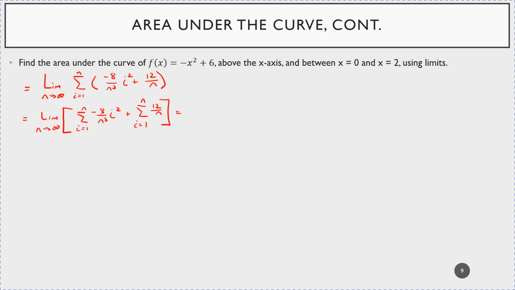This is where it gets confusing. The summation only works with things with i, so that's the only thing you need to increment. So this negative 8 over n cubed is just a constant, right? So this is the limit as n goes to infinity. I'm going to factor this out: negative 8 over n cubed times the sum of i squared as i goes from 1 to n, plus the sum, i equals 1 to n, of 12 over n, and this is just a constant, right? Well, what is the sum as i equals 1 to n of i squared?